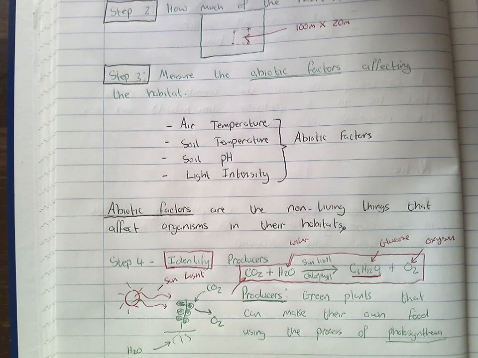I want to think about then, so you've identified a producer within your habitat, and it's going to be a plant of some kind. So now what you need to be able to do is identify what type of plant it is, and how do we go about doing that. In order to do that, we use these things called keys, and this is what we're going to look at now.